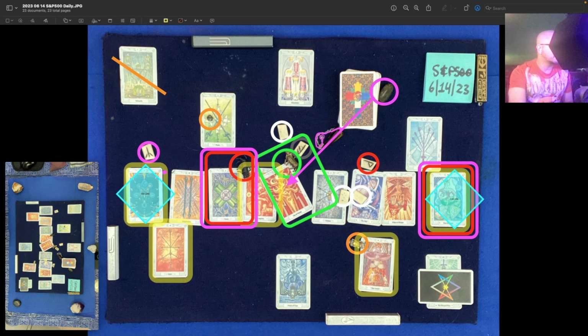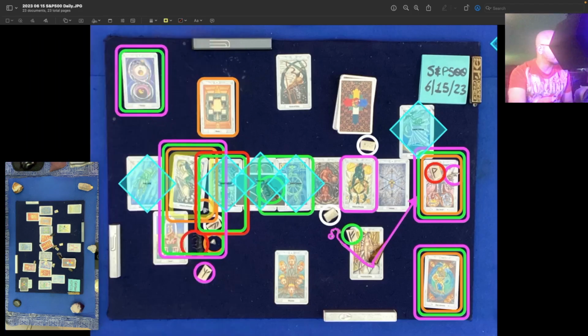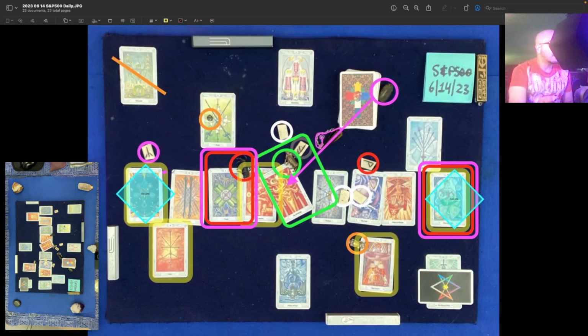If there wasn't an opportunity to get out of the short position that we entered in midday, if there wasn't an opportunity there around the 3 o'clock hour, then the swing trade opportunity would be here around the 10 o'clock hour. That's the S&P 500 for June 14th, 2023.